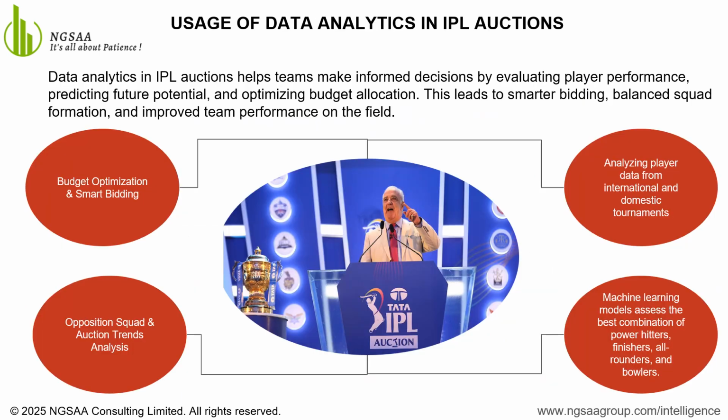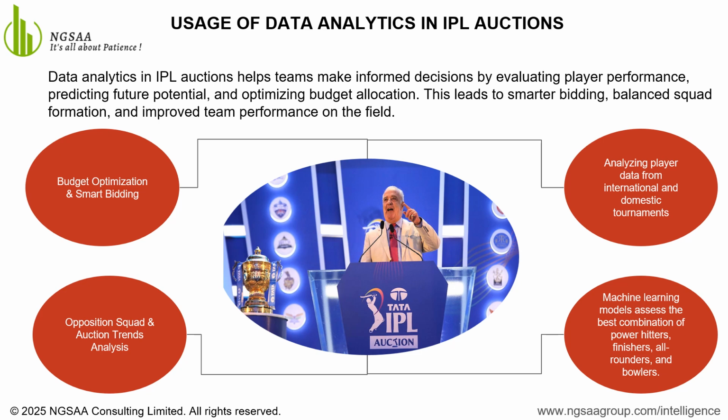Data analytics plays a critical role in IPL auctions, enabling teams to make strategic and data-driven decisions. Teams use analytics to evaluate player performance, predict future potential, and optimize budget allocation. Key areas where data analytics is applied in auctions. Budget optimization and smart bidding ensure teams bid strategically to maximize value while staying within budget. Opposition squad and auction trends analysis helps teams study rival squads, past auction trends, and market dynamics. Player performance analysis: teams analyze data from T20 leagues, international matches, and domestic tournaments to assess player consistency.